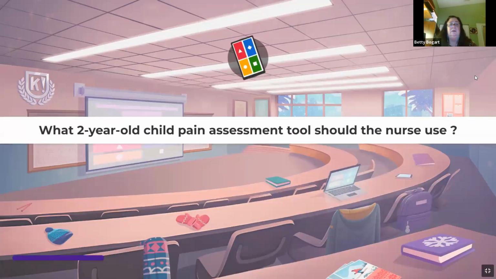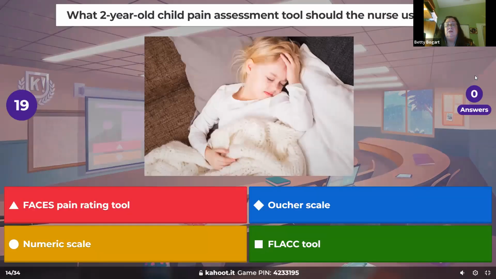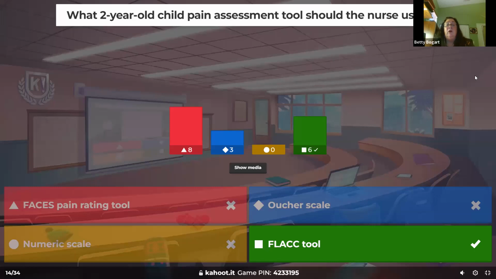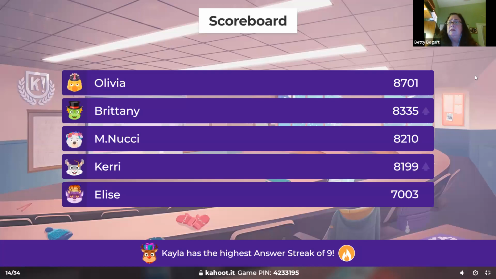It won't happen. What 2-year-old pain assessment tool should the nurse use? We've talked about faces, numeric, and FLACC. 2-year-old is FLACC. It starts to be faces at preschool, which is 3 years old, okay? Make sure you know that. That's one of those questions that you're going to see, because faces starts at 3.